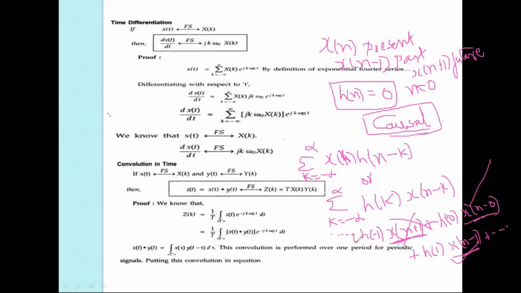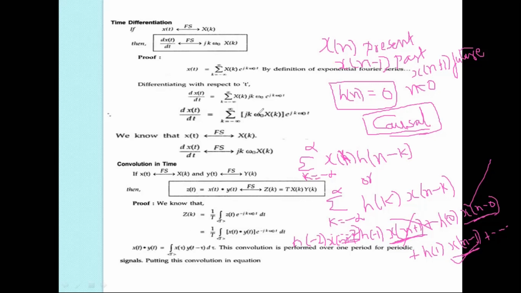Before that, the previous value is h of minus 2, x of n plus 2. And here h of minus 3, x of n plus 3. Towards the left side up to minus infinity, the input values are future inputs only: x of n plus 1, n plus 2, n plus 3 and so on. So the input is not at all equal to 0, but these terms become 0.